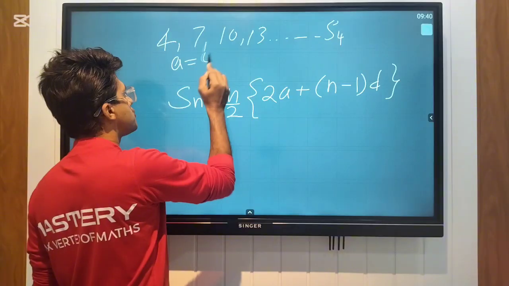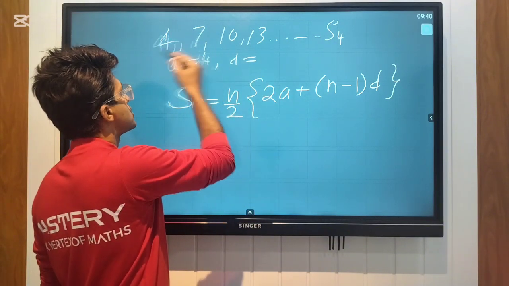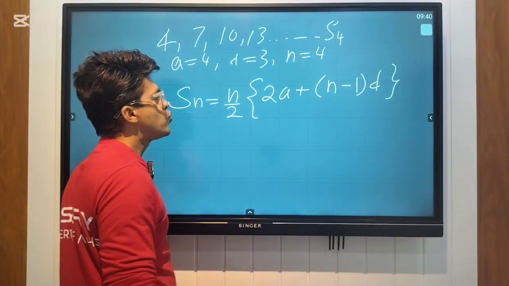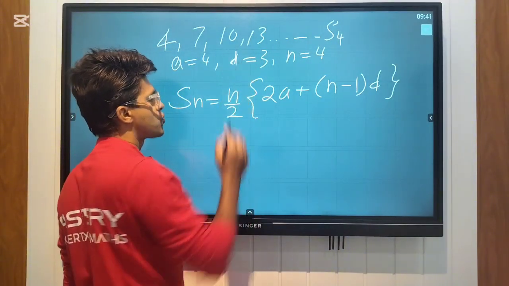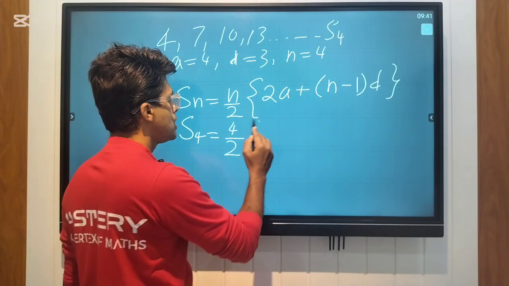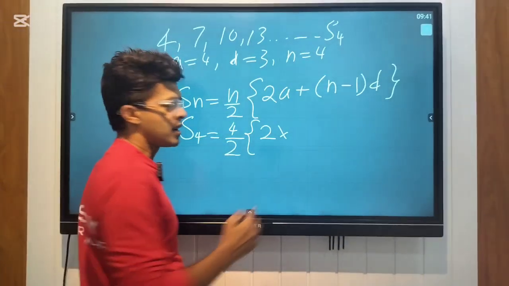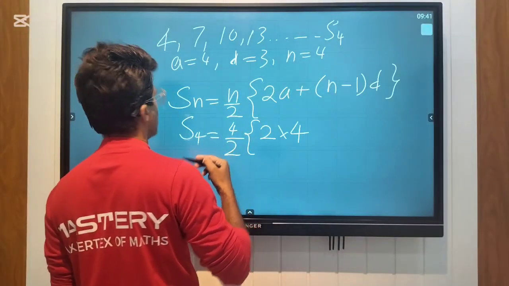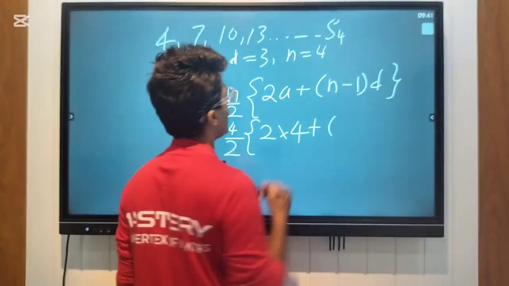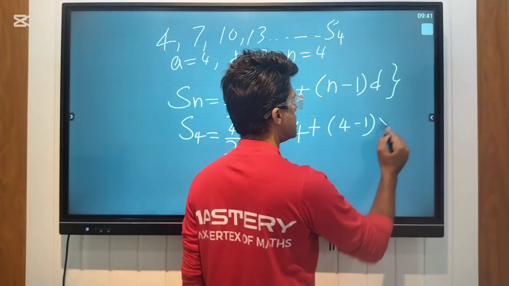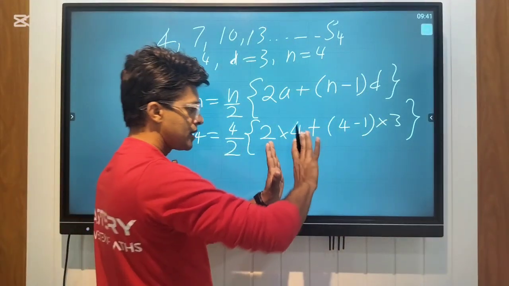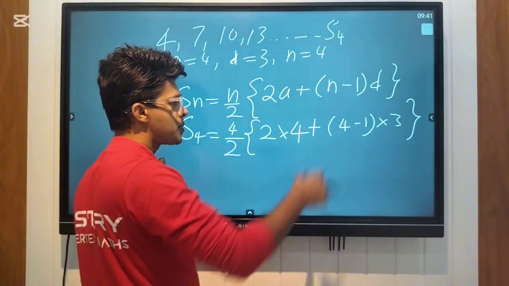So a equals 4, and d can be taken: the common difference is 7 minus 4, which is 3. So n equals 4. Now really, what do we do here? We could substitute these values here. So S4 equals 4 over 2, then 2 times a, where a equals 4, then n minus 1, that is 4 minus 1, times d, where d equals 3. So without simplifying this one, let's keep it aside.